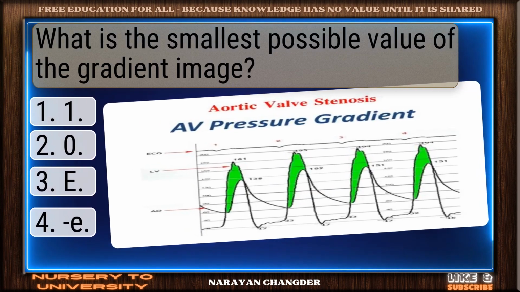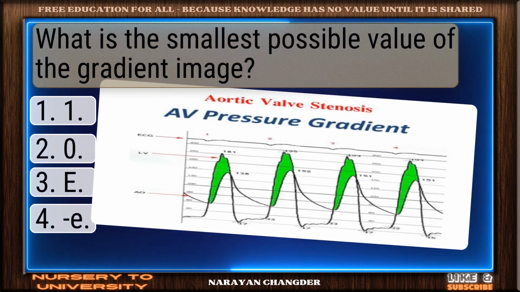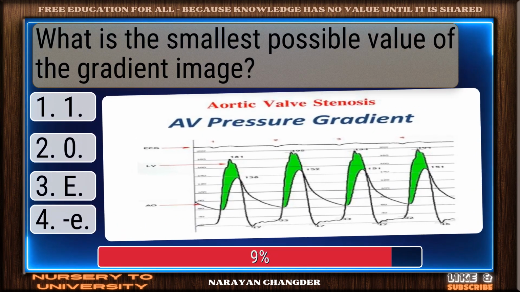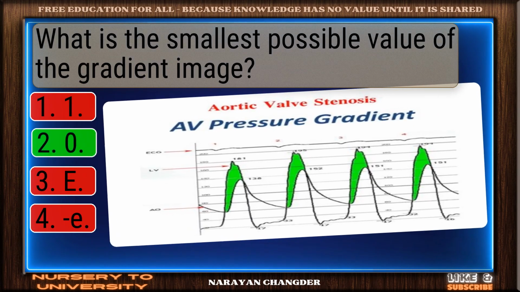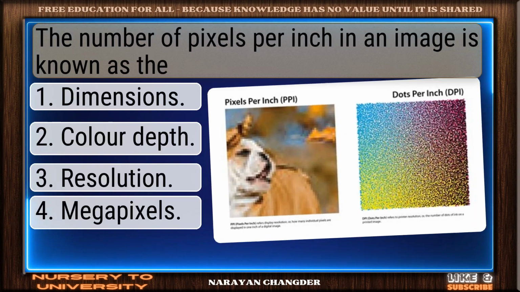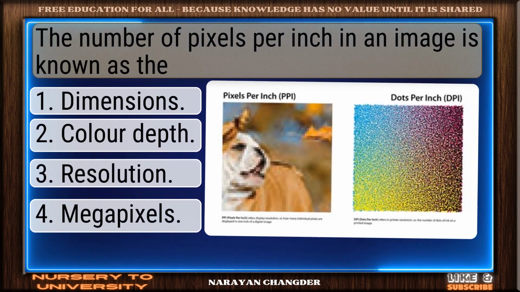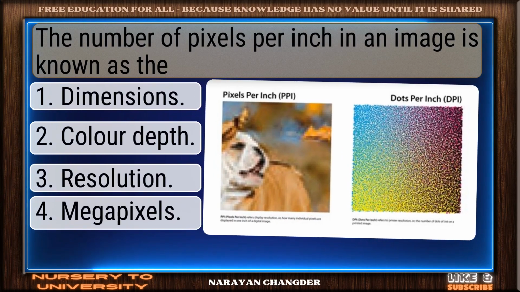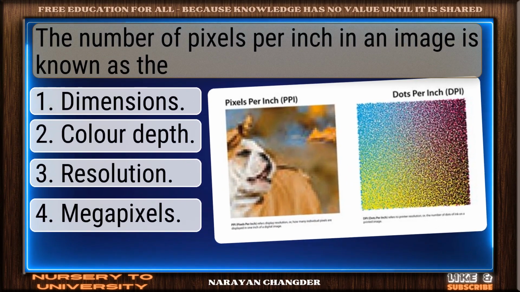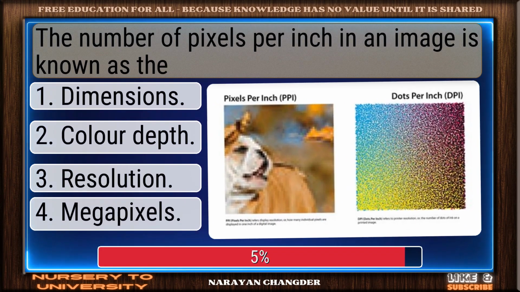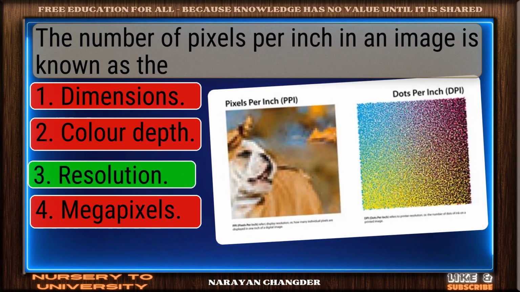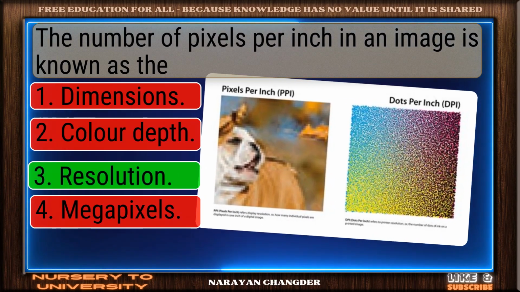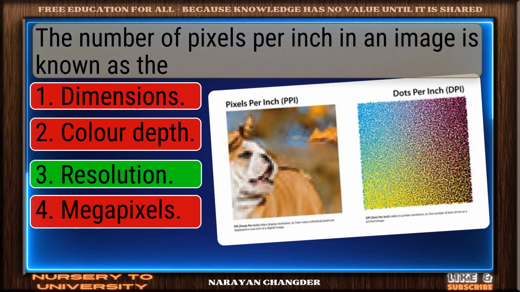Question number 46. What is the smallest possible value of the gradient image? Bravo. Zero is the answer. Question number 47. The number of pixels per inch in an image is known as the. Excellent choice. Resolution is the right answer.